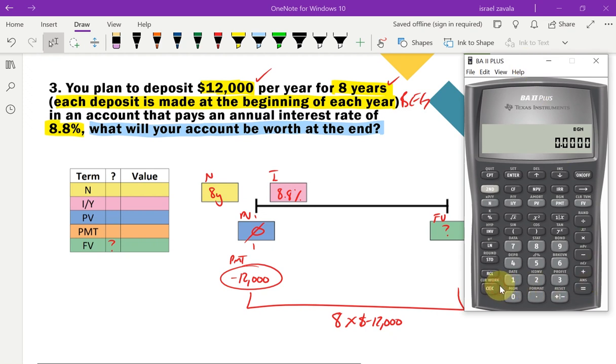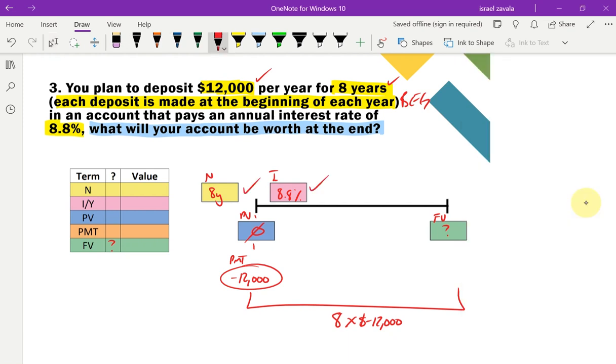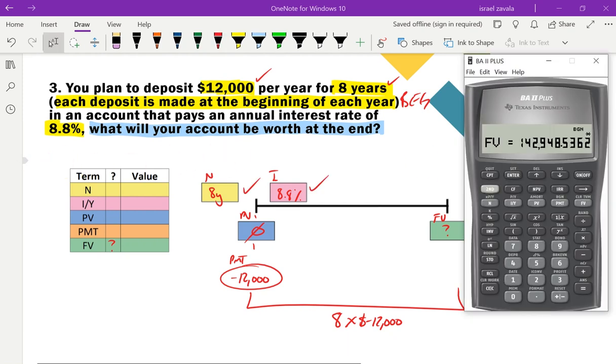Right, let's clear that. Let's make sure first off that we are in begin mode. So it says here we are in BGN mode, so fantastic. Second, clear any time value of money. So left to right, we have 8 years, 8.8%. The present value is 0, and we're making $12,000 payments. Since we're making the payments, right, at the beginning of each year, it has to be negative. And then we're going to compute future value. So therefore, the future value, right, of our stream of $12,000 payments for 8 years, compounding at 8.8%, is going to be $142,948.